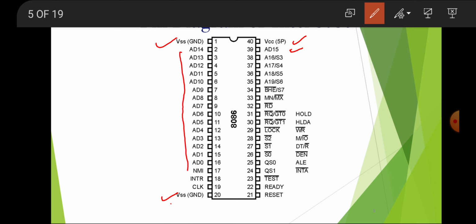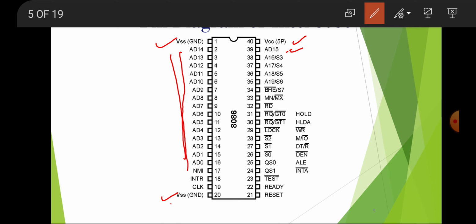So AD0 to AD15. Now you can tell me, how many bits is the data bus? It is 16 bits, right? From AD0 to AD15 it is carrying the data, a total of 16 bits. That's why AD0 to AD15 is called the data bus.